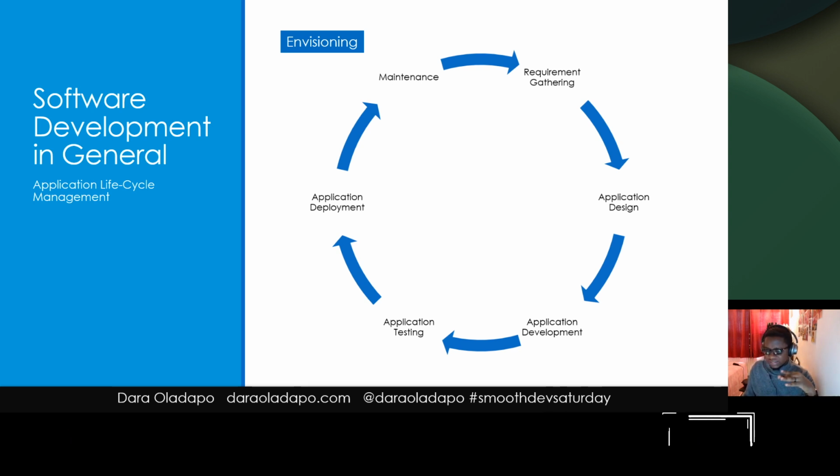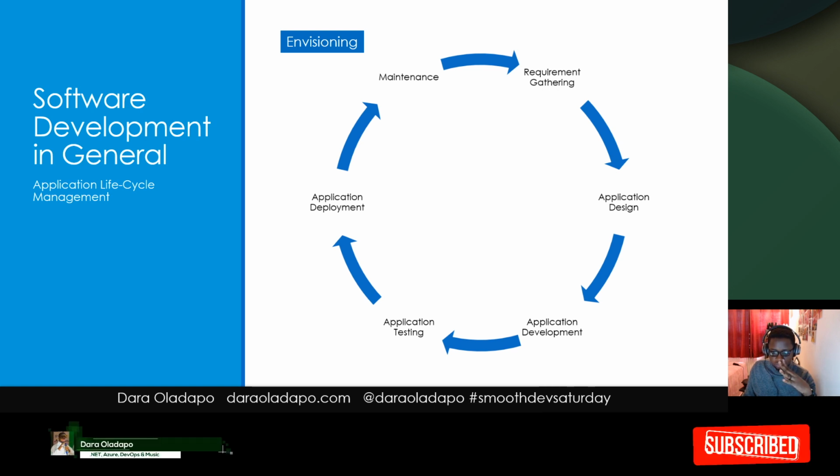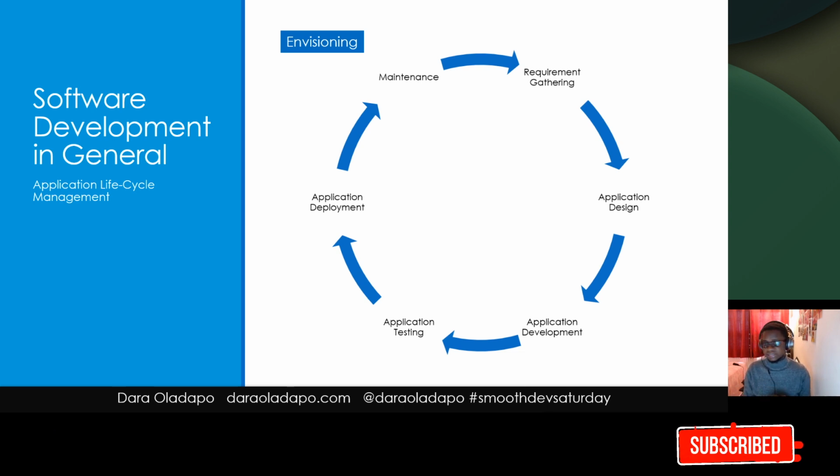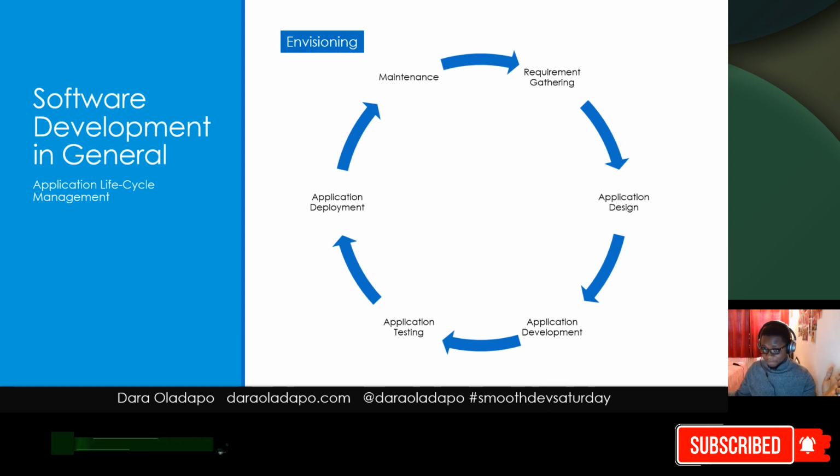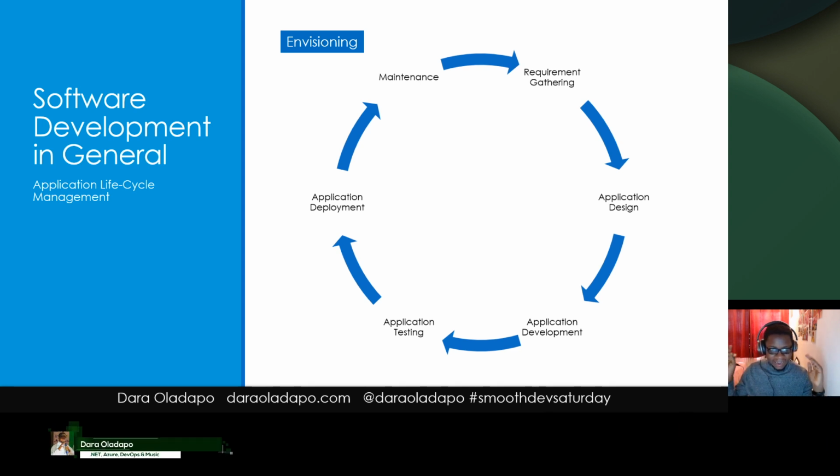So basically, this is the general concept of the application lifecycle management. And of course, every developer needs to know this. Either you're writing as an independent developer or you're part of a larger team of developers, you need to understand these basic concepts as a developer. And of course, that's it for this week. Tracing software development in general, application lifecycle management.